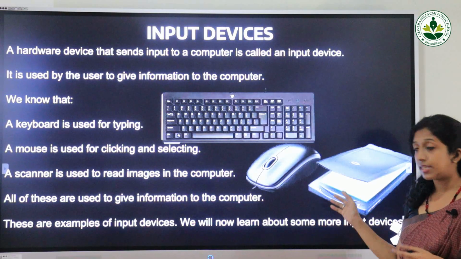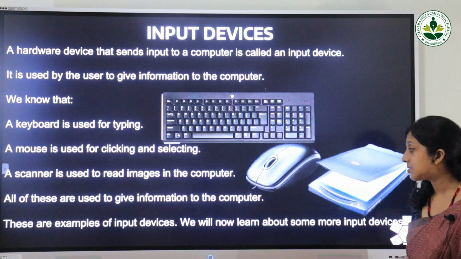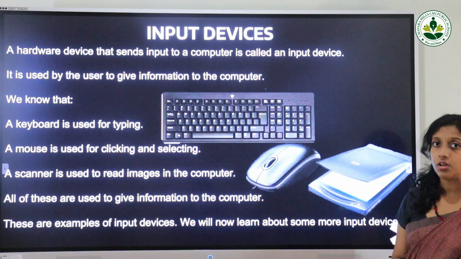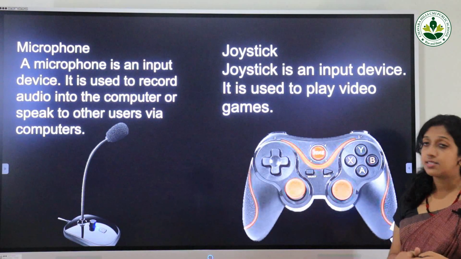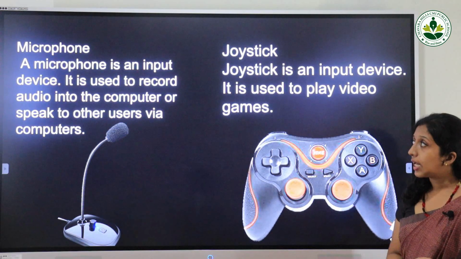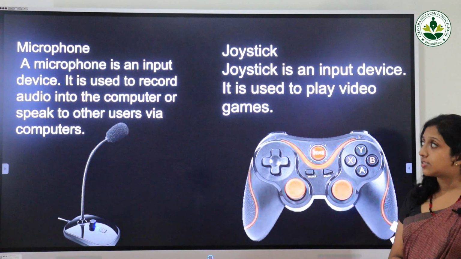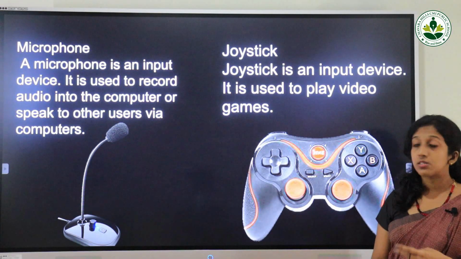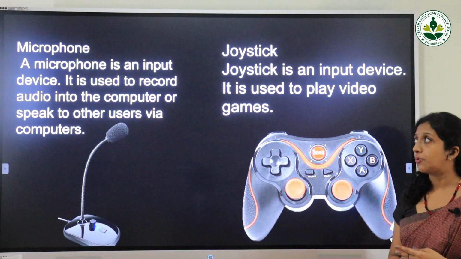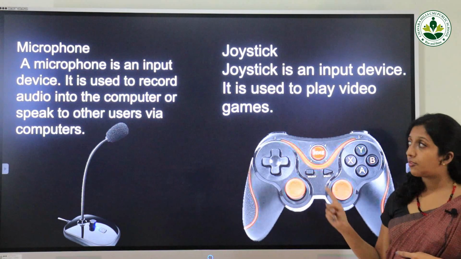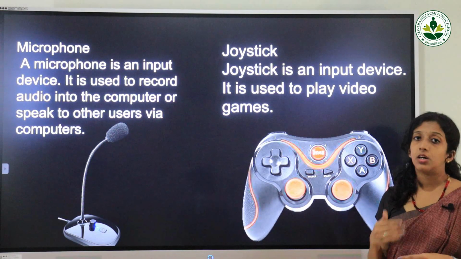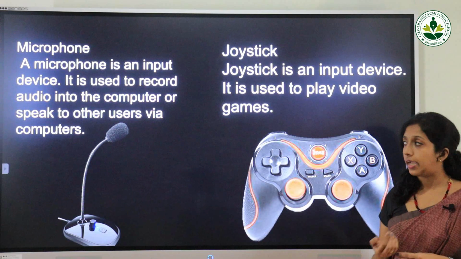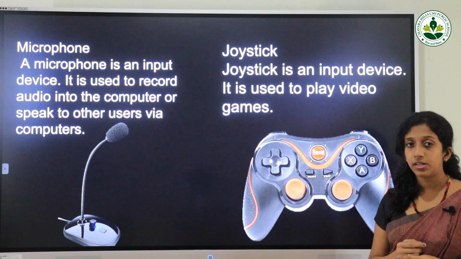In this chapter we are going to learn some more input devices. The first one is a microphone. A microphone is an input device. It is used to record audio into the computer or speak to other users via the computer. So we must have a microphone in our computer if we want to speak to somebody else.